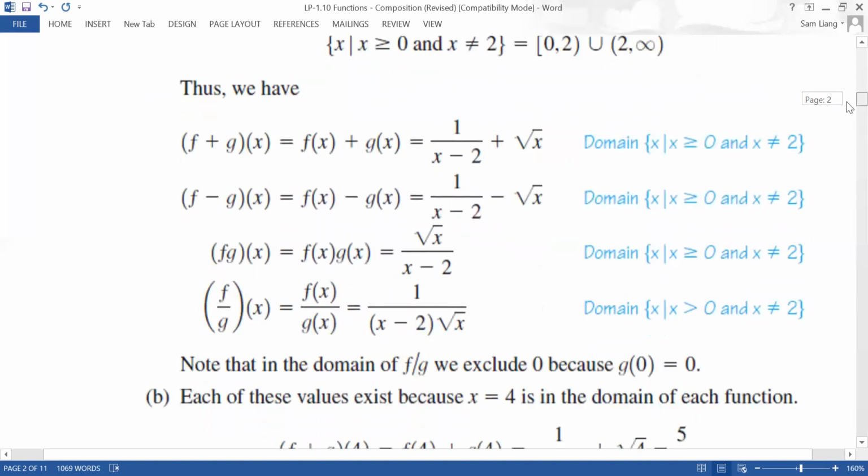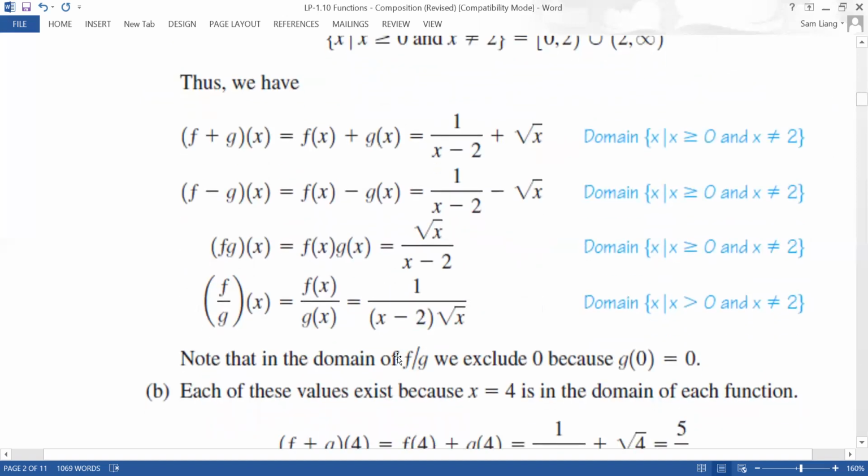And they explain that here. So in the domain of f divided by g, we exclude 0 because that would make square root of x 0. Square root of 0 is 0. Okay, so just change that here. So that's the only difference. Here it's greater than or equal to 0. Here it's greater than 0.